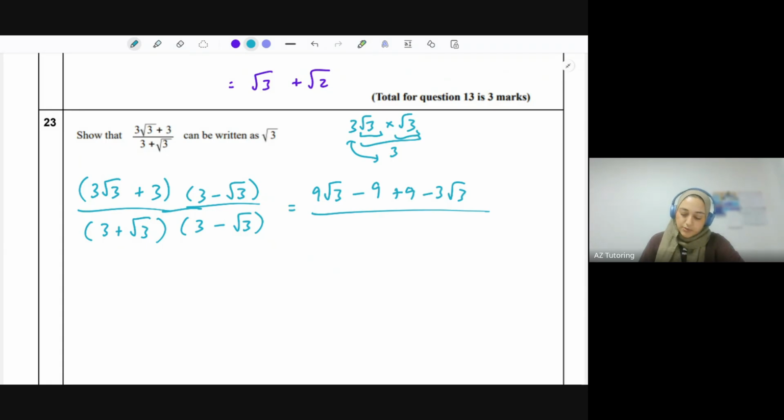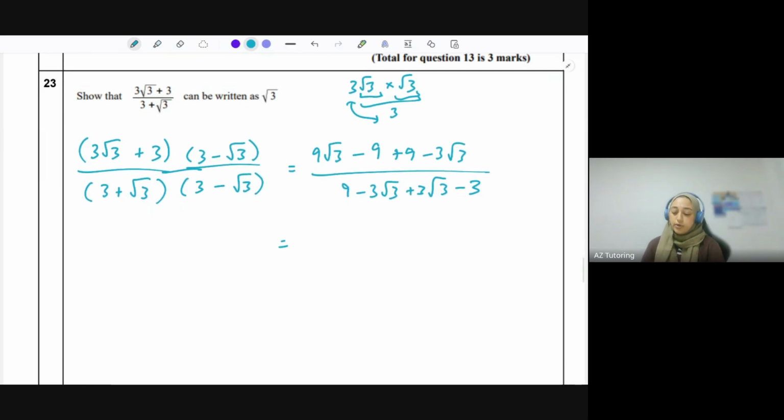Then on the bottom, we've got 3 times 3, which is 9. 3 times minus √3 is minus 3√3. √3 times 3 is plus 3√3. And then we've got plus times a negative, which is negative. √3 times √3, the surd cancels out, and it's just 3. Now let's simplify and see what happens. Hopefully, there's no surd on the bottom.